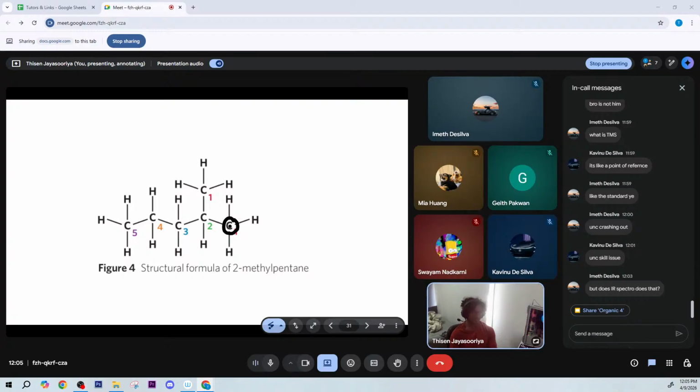We can see that this carbon's bonded to 3 hydrogens. And it's also bonded to this carbon, which is bonded to 1 hydrogen, which is bonded to this carbon, which is bonded to 2 hydrogens, bonded to this carbon, which is bonded to another 2 hydrogens, which is bonded to this carbon, which is bonded to 3 hydrogens. Now the big thing here is that I'm looking at the whole molecule when I'm determining the environment it's in. So this one we'll just call environment 1.